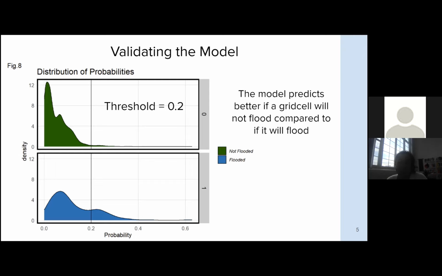This model predicts better if a grid cell is predicted not to flood, compared to grid cells that are predicted to flood. This is still useful, as a high accuracy for predicting areas that won't flood can inform municipalities of safer areas during flooding events. Next, the model needs to be validated using goodness of fit metrics.